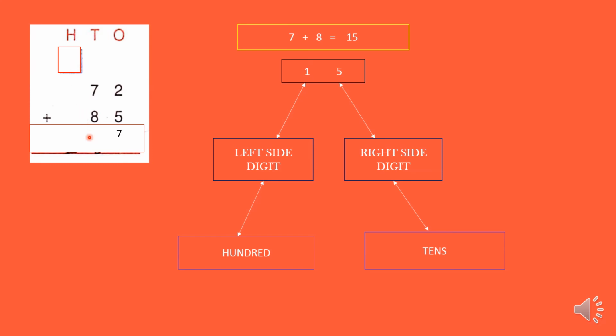Okay, children, so I'm writing 5 under the tens column. This is the right side digit, so I'm writing 5 here under the tens column. Now I'm writing 1 under the hundreds column, because this is the left side digit. Here nothing is there to add, that's why I'm bringing down this one here like this.